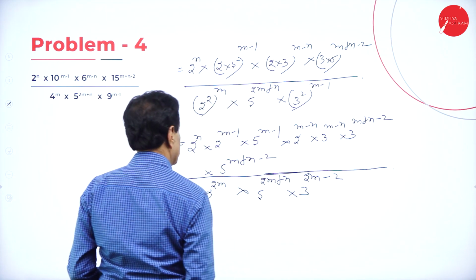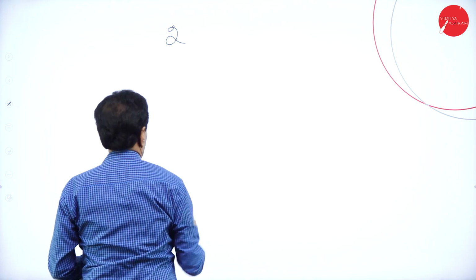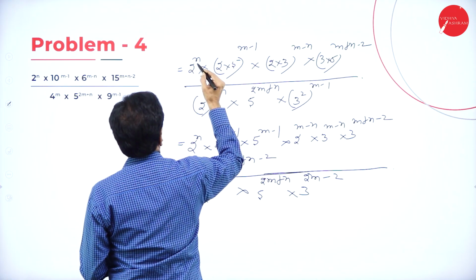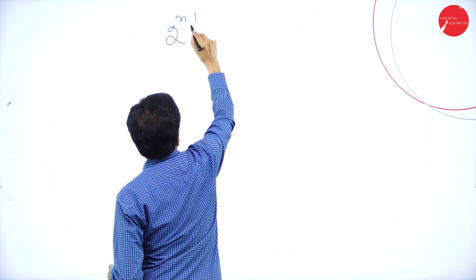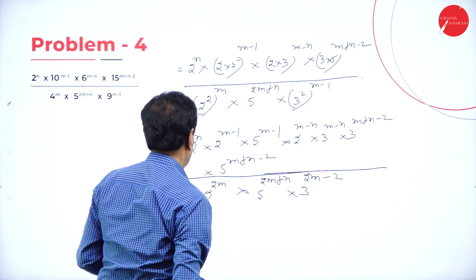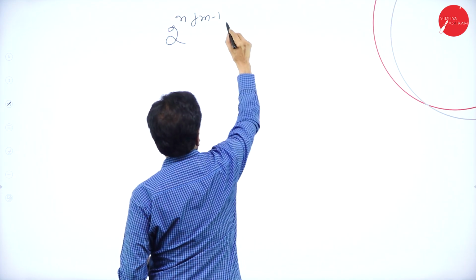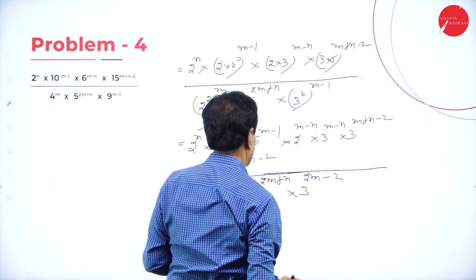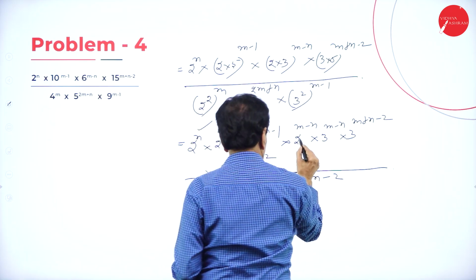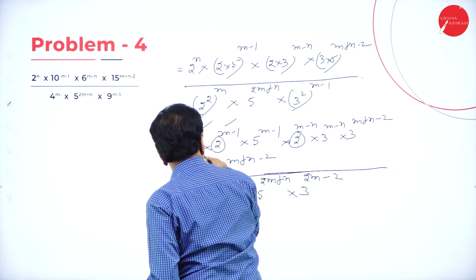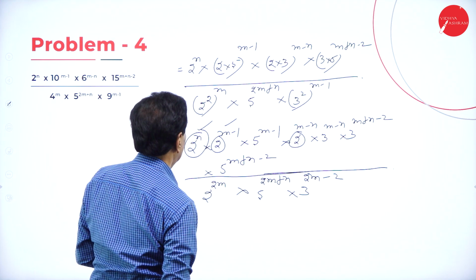We'll go to common base now, 2. 2 to the power of n plus m minus 1, this over, then plus m minus n, this over, nothing, come back. Plus 2m become minus 2m.